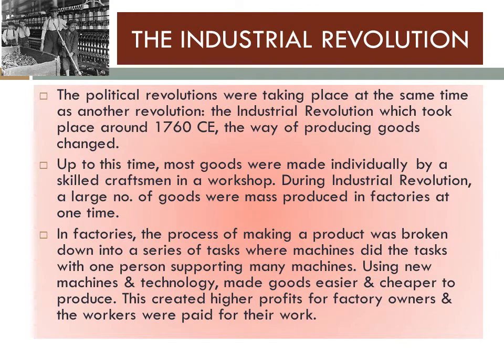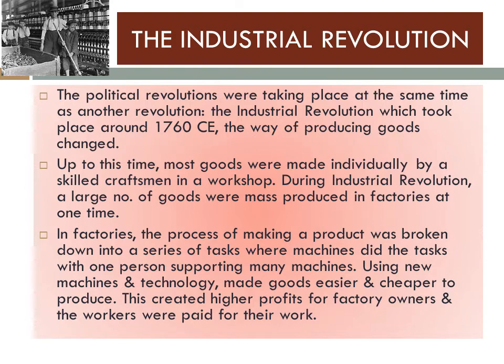Now let us see the Industrial Revolution. The political revolutions were taking place at the same time as another revolution. So, what was the other revolution? The Industrial Revolution, which took place around 1760. The way of producing goods changed. Up to this time, most goods were made individually by a skilled craftsman in a workshop. During the Industrial Revolution, a large number of goods were mass produced in factories at one time.